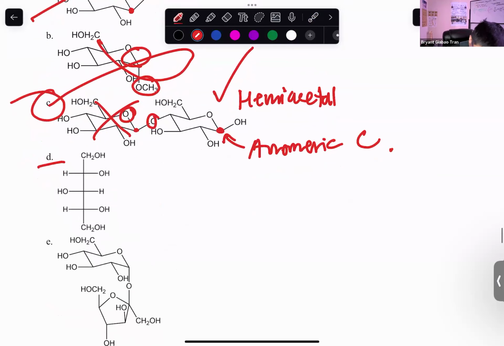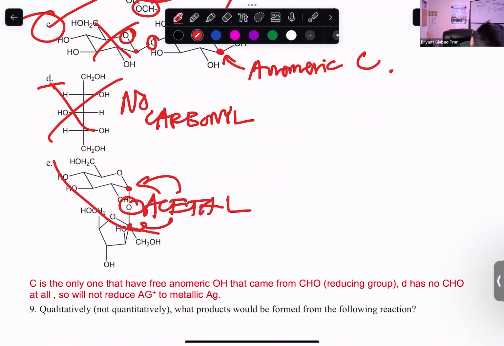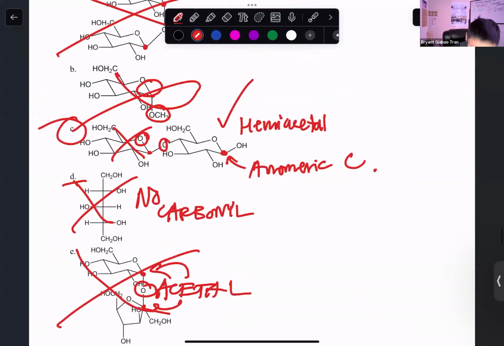D is not the right answer because this Fischer projection here has no carbonyl, no anomeric carbon, so we cannot close the ring, not a sugar. E right here, that's the anomeric carbon. This is the anomeric carbon. OR, there's no OH. So this is like acetal on both anomeric carbons, making this a non-reducing sugar.